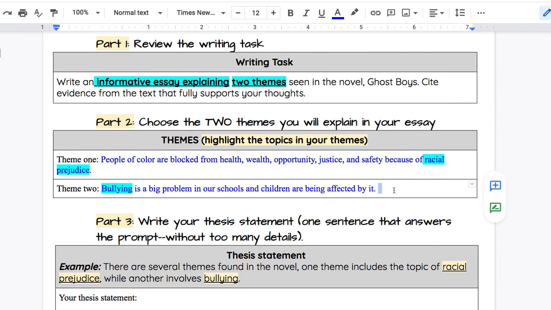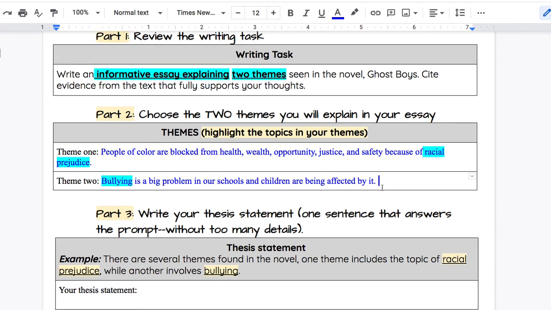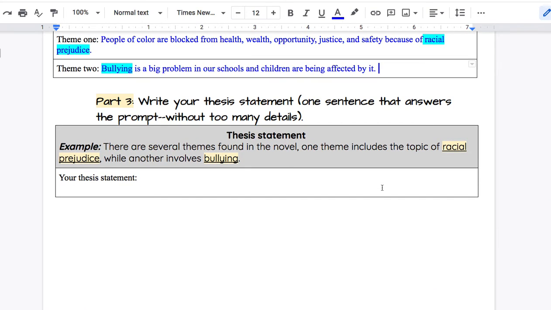Now, there's a reason why we're highlighting that, okay? We'll find out in 1 second. So now that I have the two themes, and I know where I'm going with my essay, I know that for my body paragraphs, the first body paragraph, or paragraph number 2, I'm going to talk about this theme and how this theme is seen in the novel. And then the next body paragraph, or paragraph number 3, I'm going to talk about this theme and how it's seen in the novel. All right, I'm ready to move on to part 3.